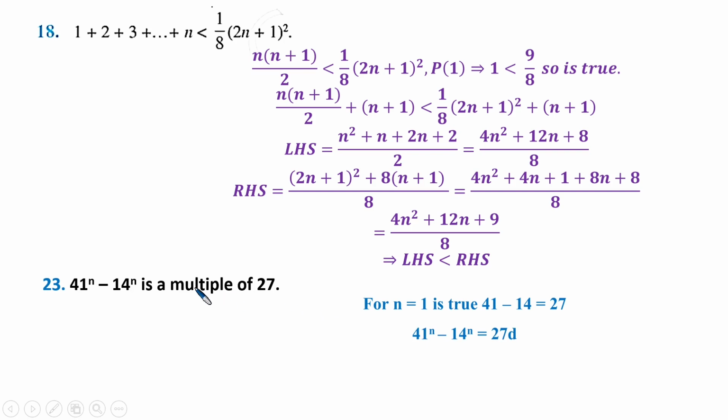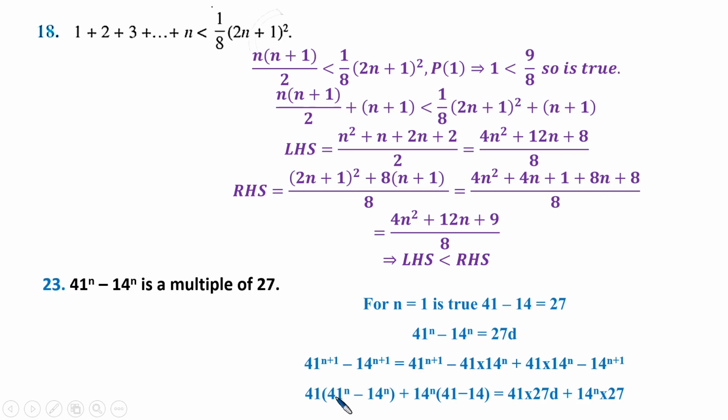Now this is given to you. The statement I have written in mathematical form: 41 to the power n minus 14 to the power n is a multiple of 27, some multiple of this is d, some number. So for n plus 1, I write again 41 to the power n plus 1 minus 14 to the power n plus 1. I can simplify this again. I just subtract and add the same term, 41 into 14 to the power n. I just subtract and add these two terms, it is immaterial, it cancels, and this minus 14 to the power n plus 1. Now I take 41 common, so I have 41 to the power n, and here it is n plus 1, this is the term.